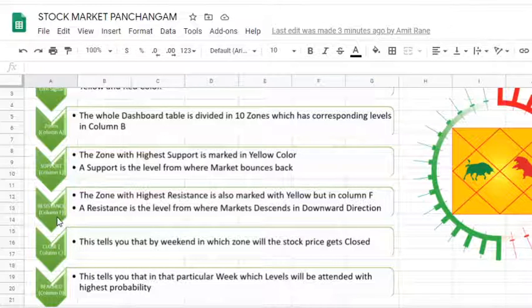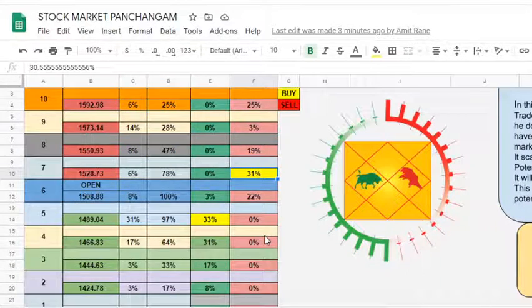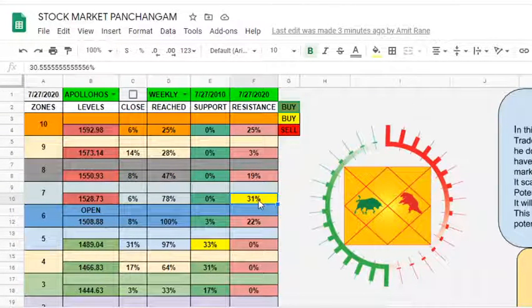Resistance in column F, right? So over here in column F, the yellow mark will be done in the zone which is having the highest resistance. Okay, over here the 7th zone is marked with yellow, so the highest resistance zone is zone 7.